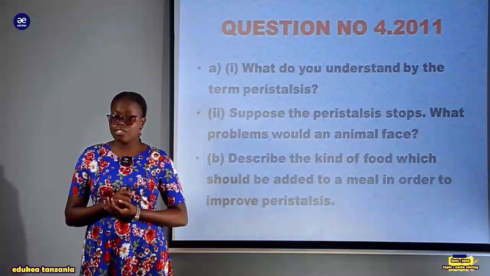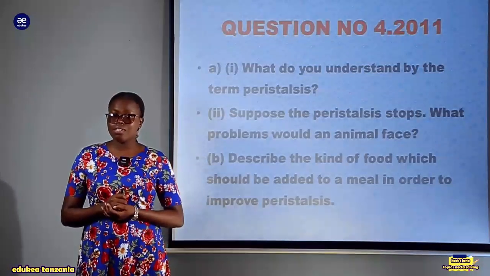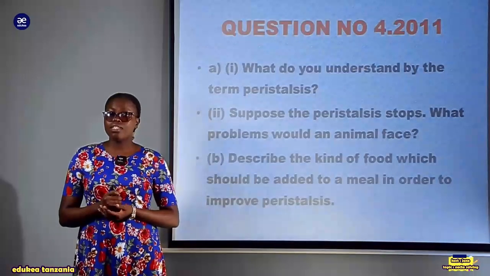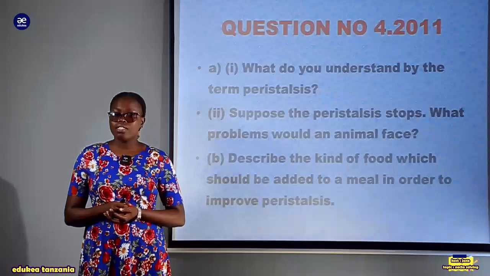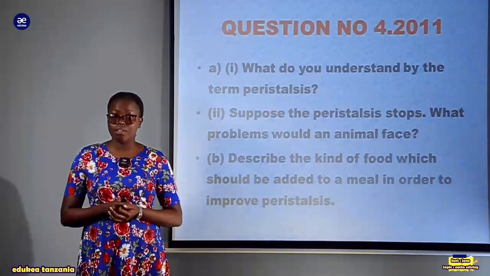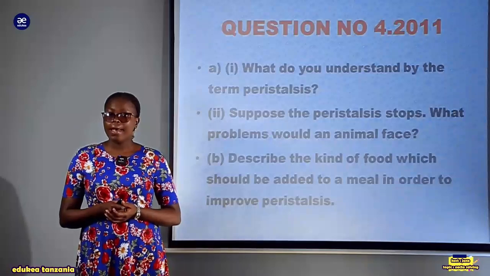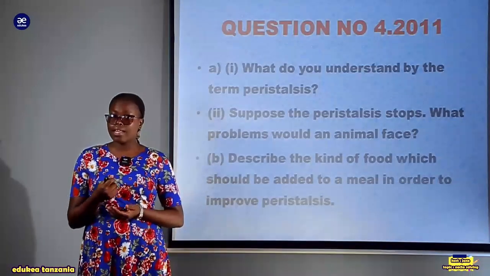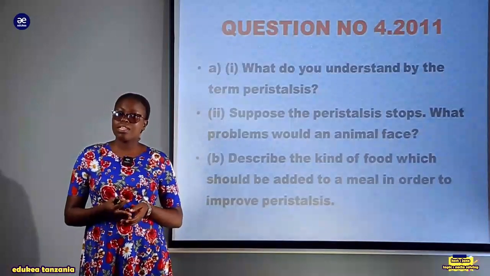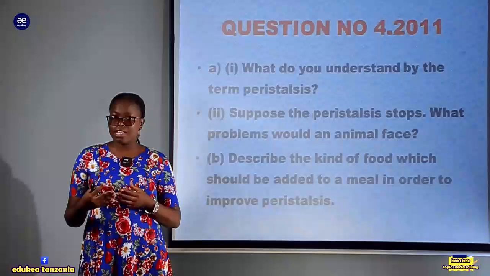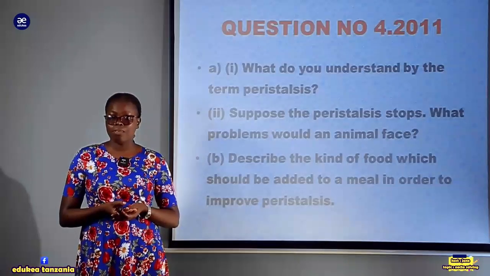My lovely Form 4 students, in order to answer this question, you need to have a deep understanding of the topic of nutrition. This is a Form 2 topic, and this question has been derived from the concept of the human digestive system, where we have discussed the parts of the digestive system: the mouth, esophagus, stomach, liver, pancreas, small intestine, as well as the large intestine.